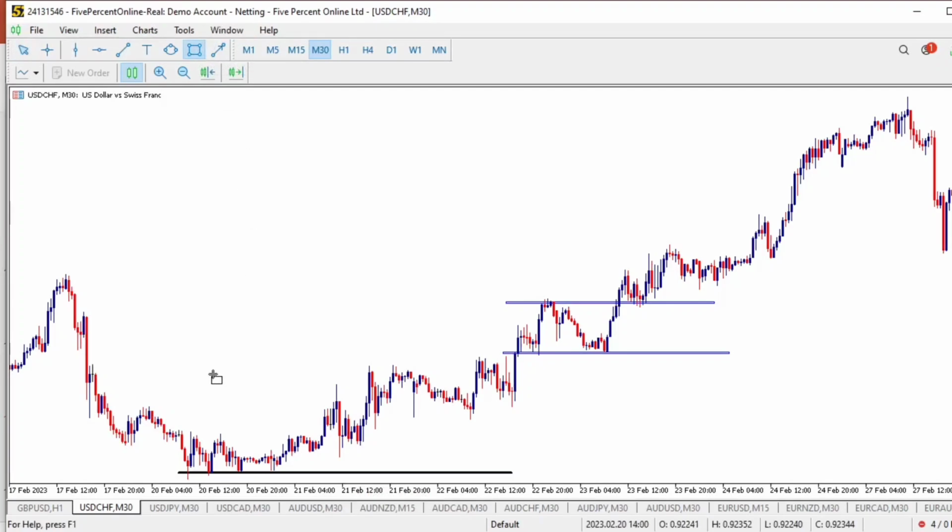Now, how do you locate resistance? You look at where the market has rejected from, at least a minimum of twice, but the more the better. And let's check. The market rejected from this level. The market rejected from this level. This level. The market rejected from this level. This particular one, you see this weak rejection. The market rejected from this level. There's another one here. The market rejected from this level.